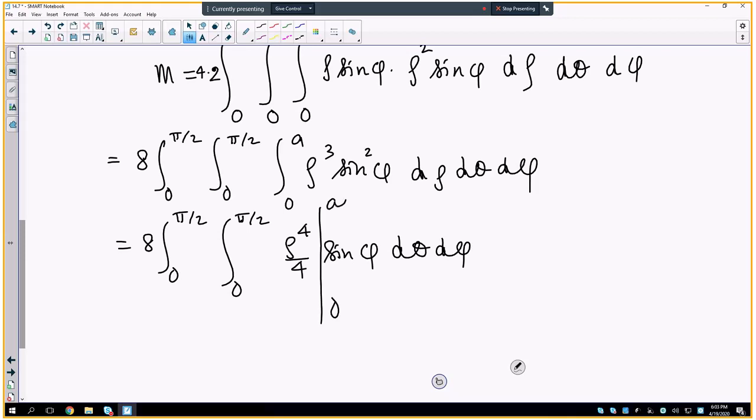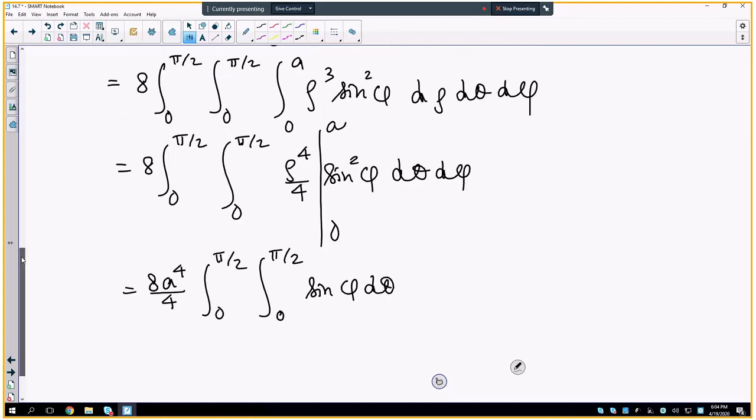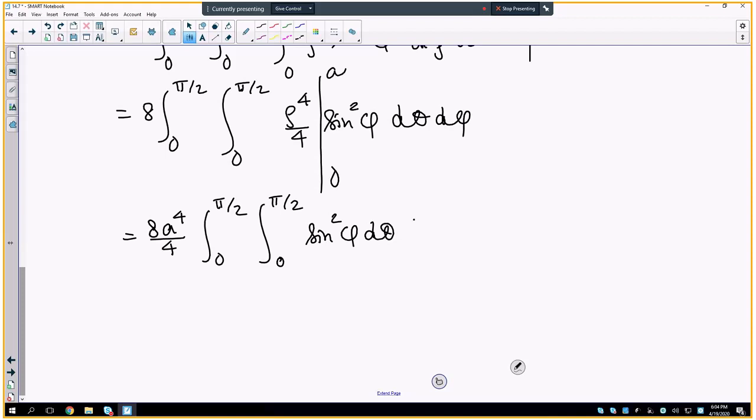0 doesn't contribute, but otherwise you get a to the power 4 over 4, which is a constant, so put it outside. 8a to the power 4 over 4, integration 0 to pi over 2, integration 0 to pi over 2. You have sine of phi d theta. Actually, that should be sine square if I'm not wrong. Yes, that's sine square phi d theta d phi. So I get 2a to the power 4, and now we can do the antiderivative with respect to theta, and I will get theta times sine square phi. Don't forget the limits are between 0 and pi over 2.